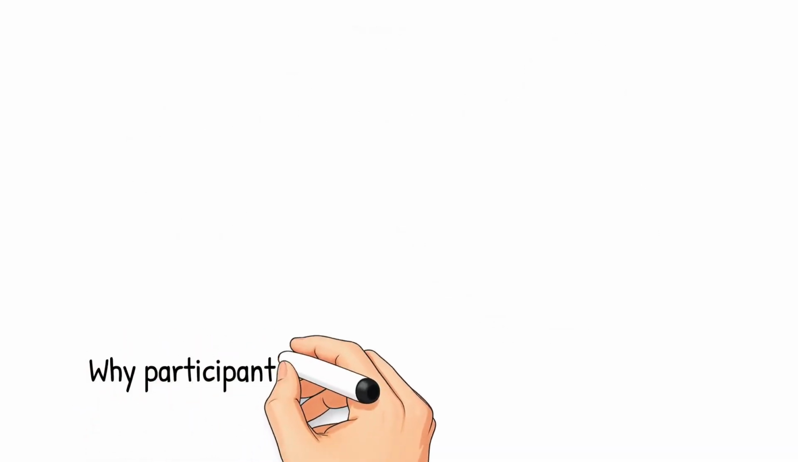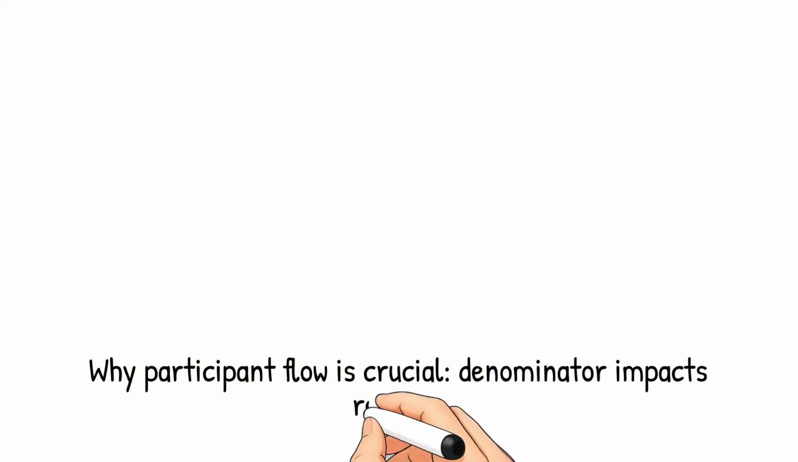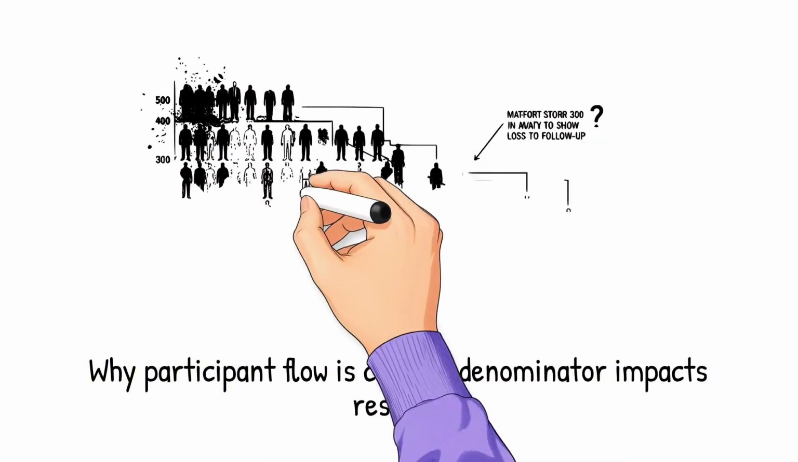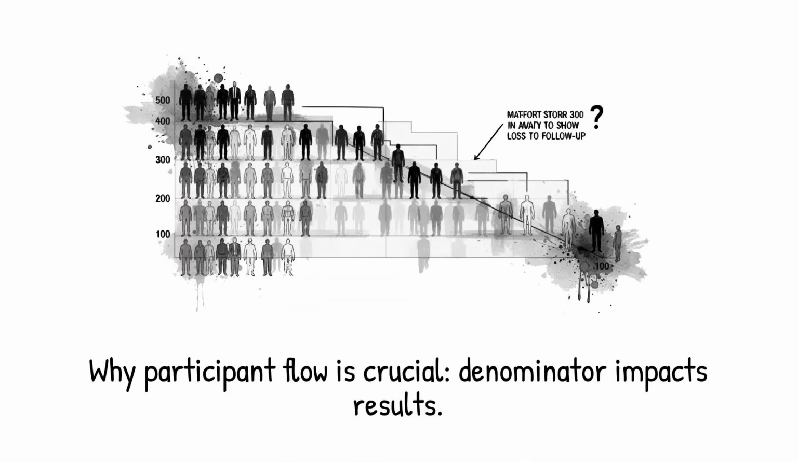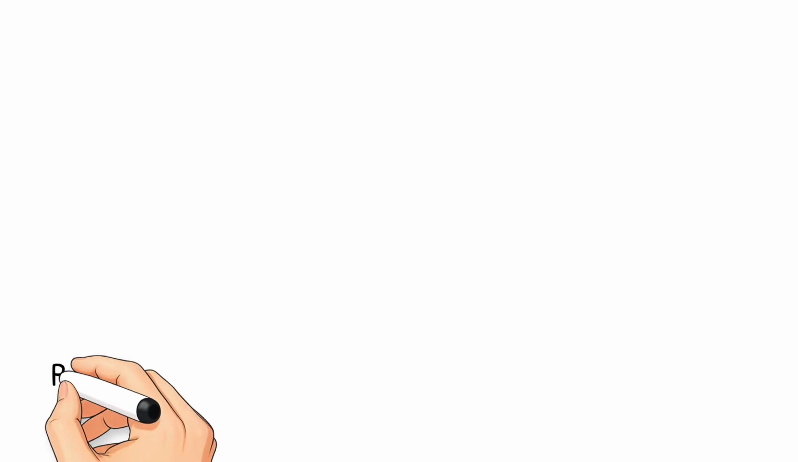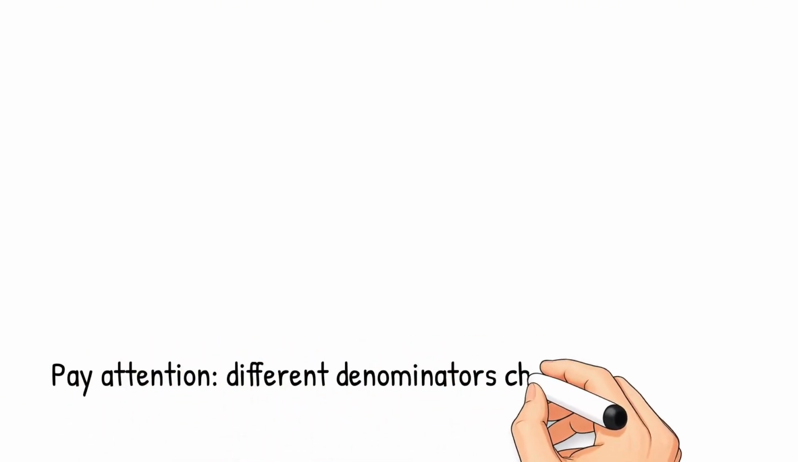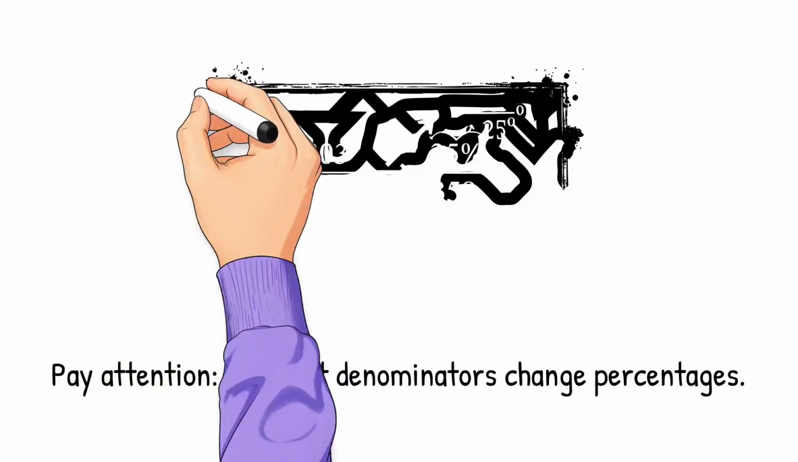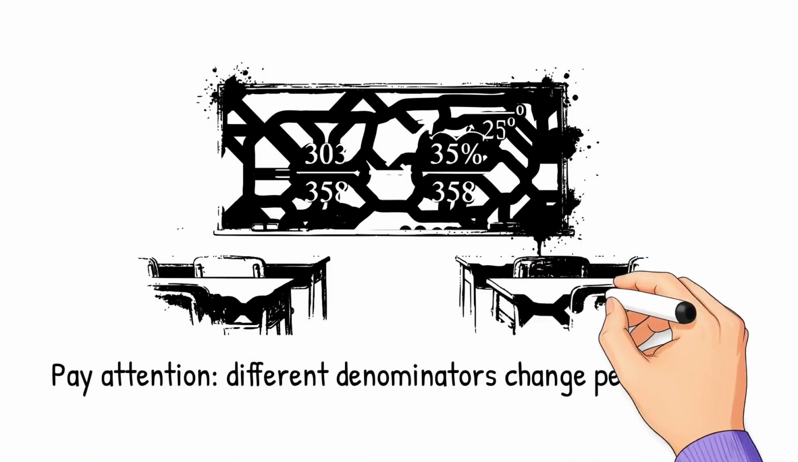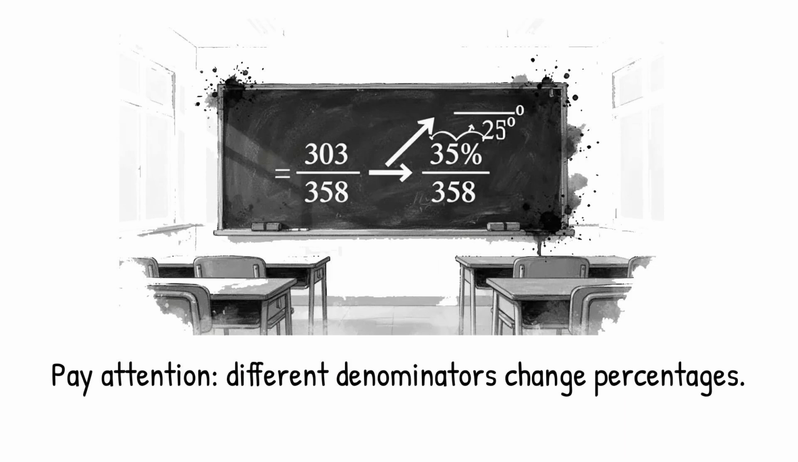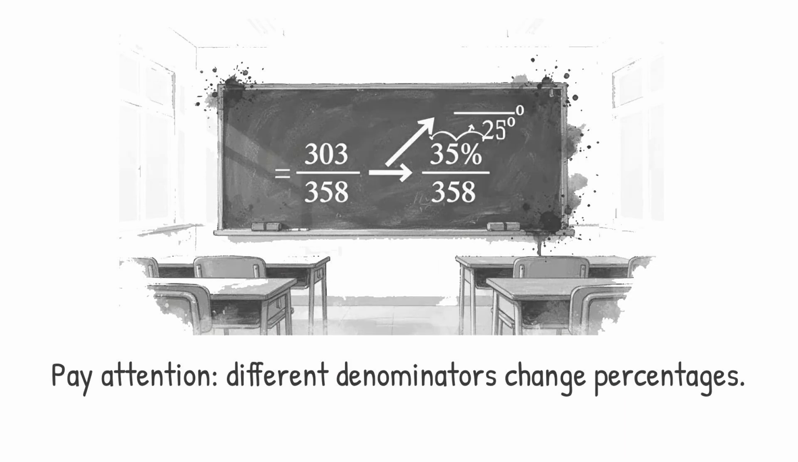If a study screens 500 patients but only analyzes 200, you need to know what happened to the other 300. This connects directly to loss to follow-up from the methods episode. The results section is where that number gets applied to every outcome calculation. A rate calculated on 303 patients means something different than the same percentage calculated on 358. And you need to know which denominator is actually being used.